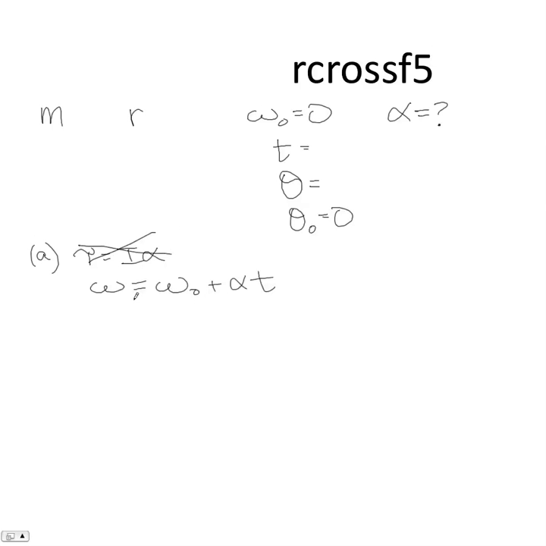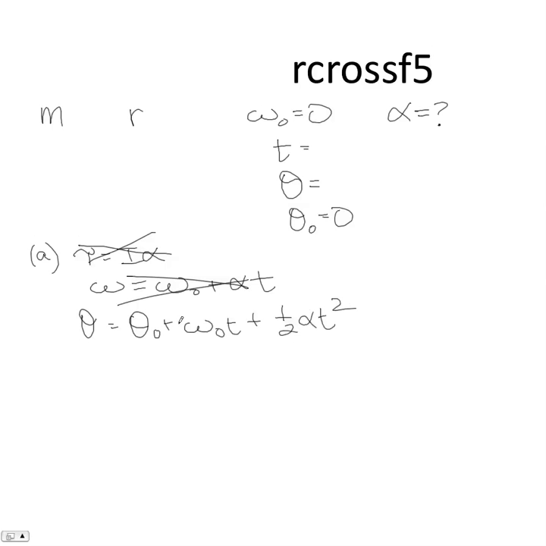And here we know what omega naught is, that's 0. We know what t is, but alas, we don't know omega, so we can't use that one either. We need the one that has theta and t in it, but no omega. So that one's going to have to be theta equals theta naught plus omega naught t plus 1/2 alpha t squared.